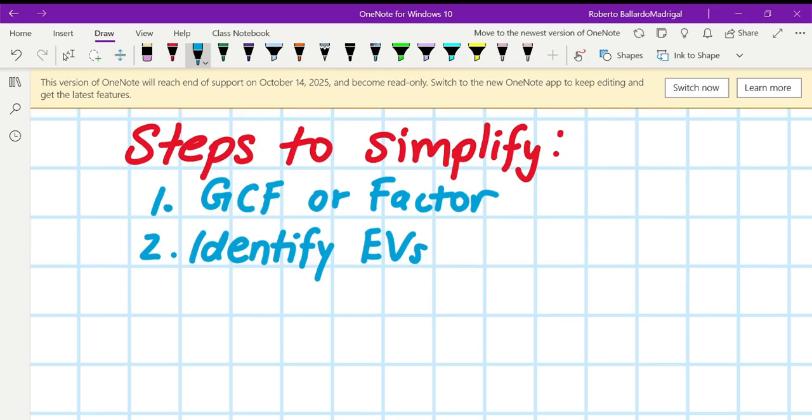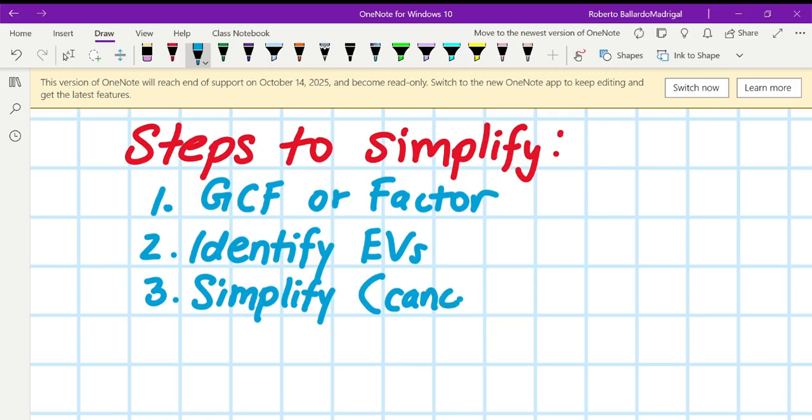Identify excluded values. Notice how we're doing excluded values before we simplify. You can't simplify until you've found your excluded values. Otherwise, you won't find all of them. Your last and final step is to simplify, which will often include canceling out terms.